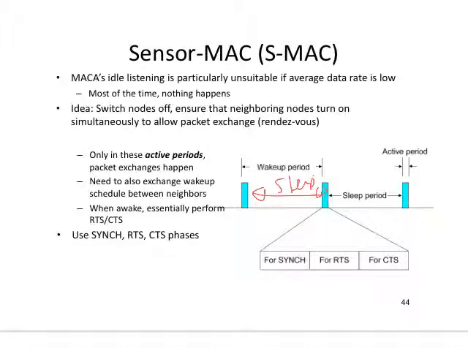If two nodes are synchronized between the wake-up period and the active period, then they can synchronize the sleep time and they can be asleep most of the time. This is called the active period, and this is called the wake-up period. The active period duration divided by the wake-up period duration is what we call a duty cycle.